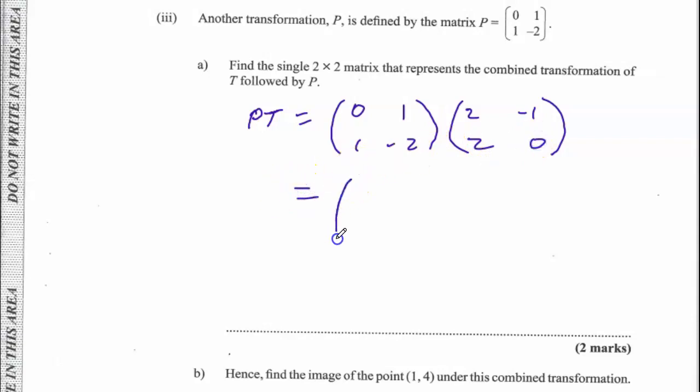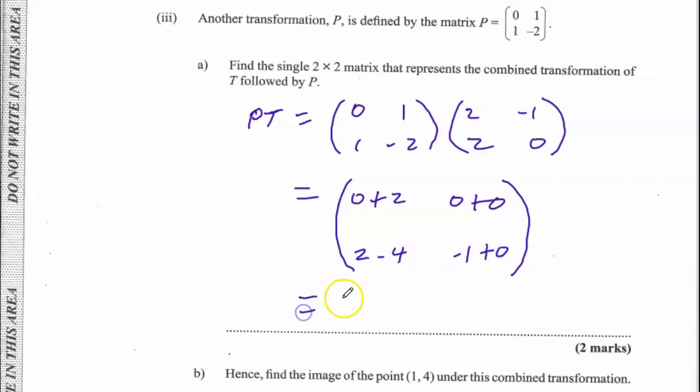So we'll do the multiplication, row by column. We take 0, 1 and apply it to 2, 2. So 0 times 2 is 0, plus 1 times 2 is 2. Then we apply 0, 1 to negative 1, 0: 0 times minus 1 is 0, and 1 times 0 is also 0. Then we take the bottom row and apply it to the same two columns. 1 times 2 is 2, plus minus 2 times 2 is minus 4. And 1, minus 2 times the final column, negative 1, 0: 1 times minus 1 is minus 1, plus negative 2 times 0 is 0.